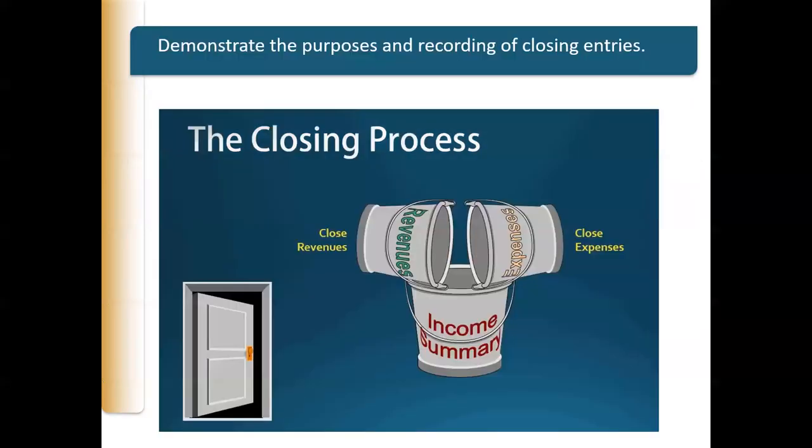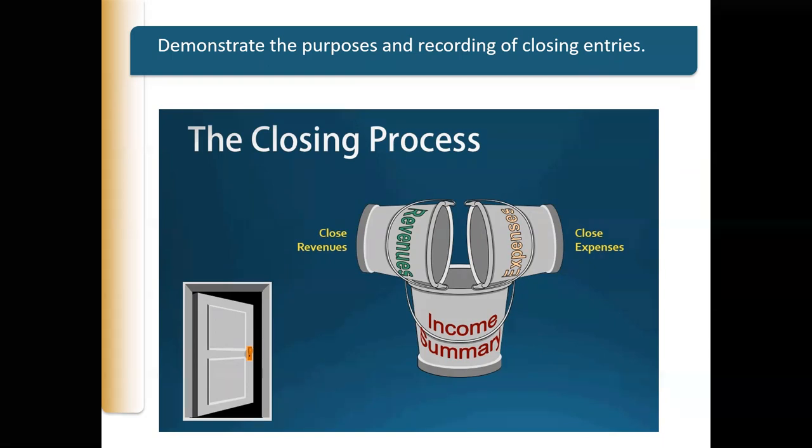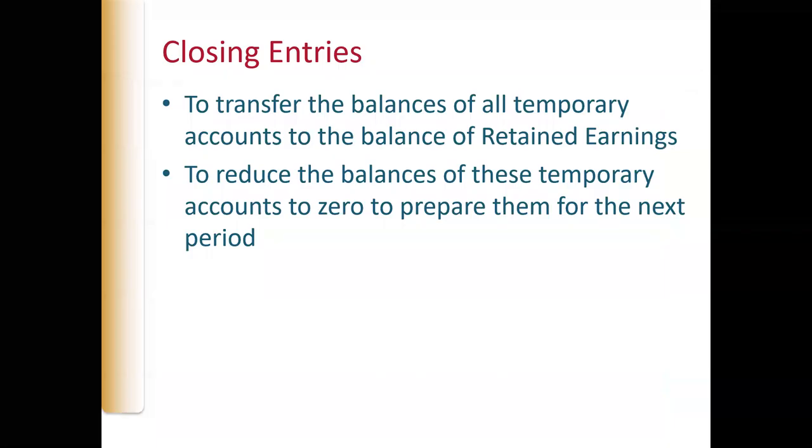So we have created our financial statements. Now we need to close our books so we can start a new year. What we do when we close our books is we zero out what we call temporary accounts. We are going to close out our income statement accounts, our revenues and our expenses. We're going to close them out so we can start fresh.